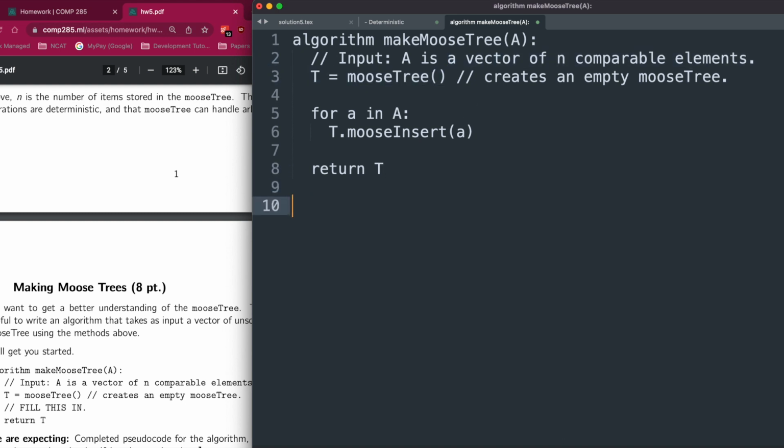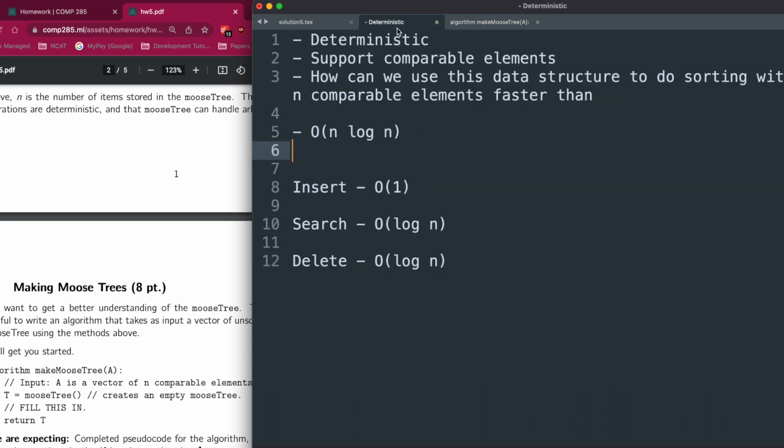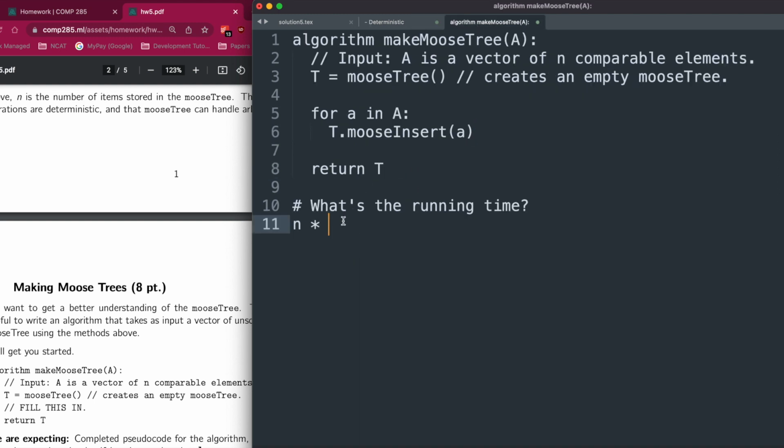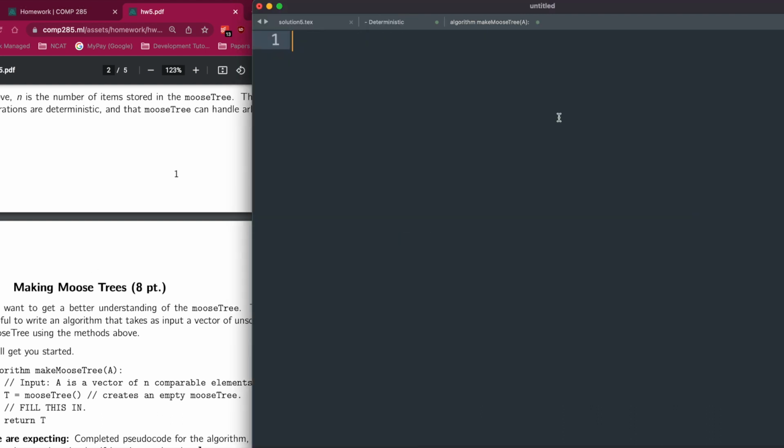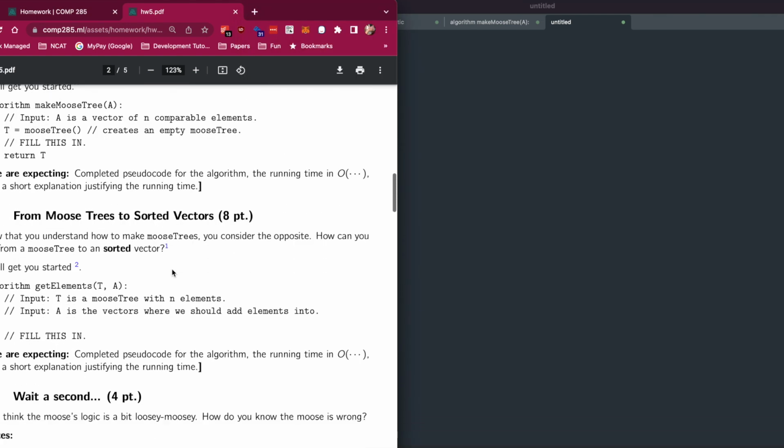Now, something to consider is what's the running time? The running time should be pretty simple. You have n elements, so it's going to be n times something, and for each element you are doing an insert operation. If we go back here, we notice that insert is actually constant time. So this would be n times big O of 1, which essentially gives you big O of n. So this algorithm, make Moose tree, takes linear time. Cool. Let's move on to part 1.2.